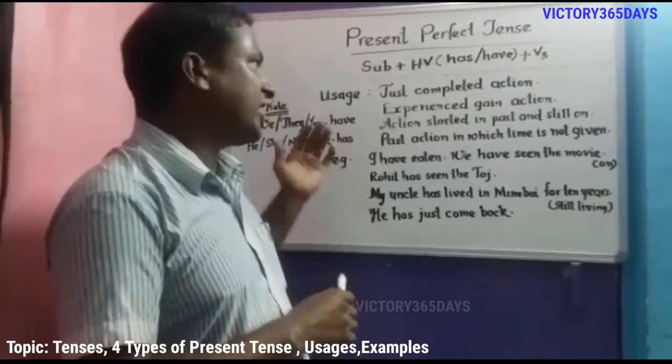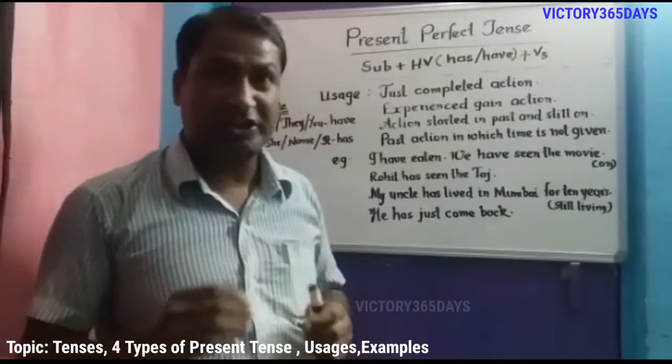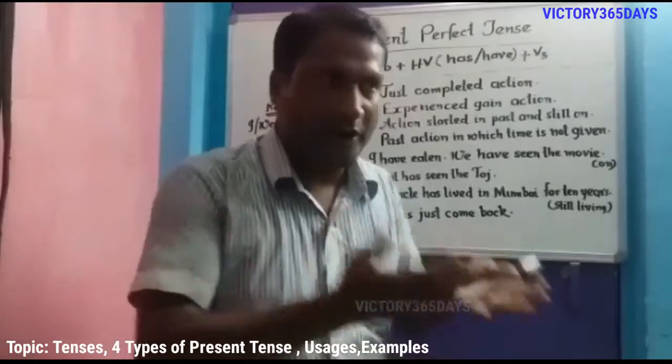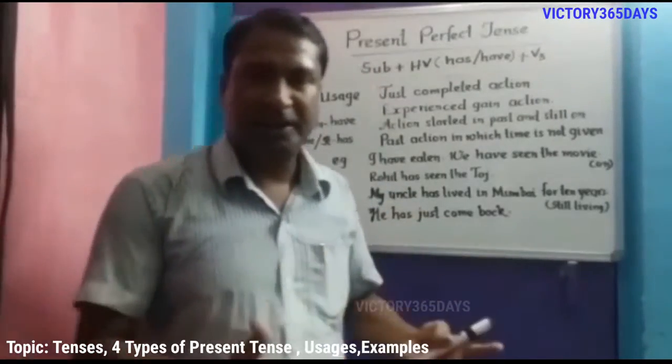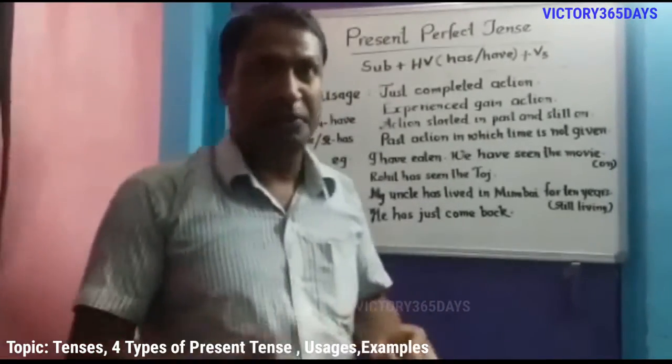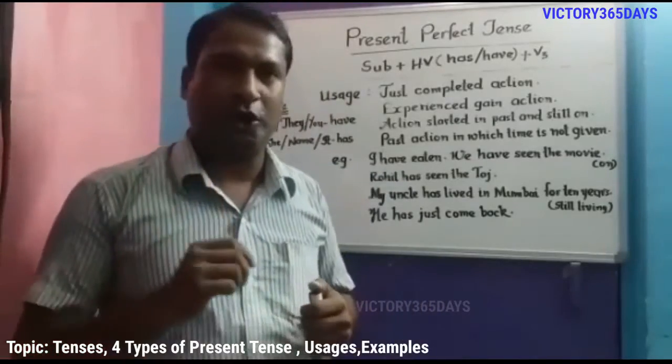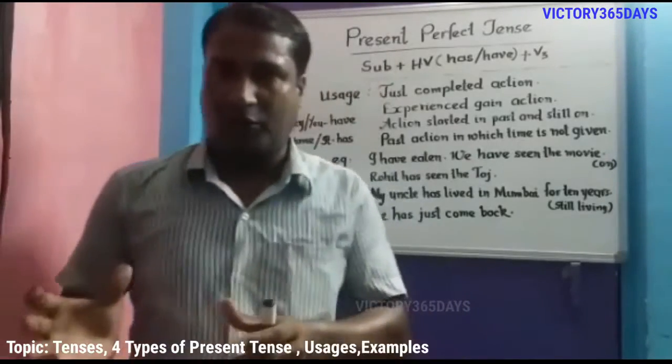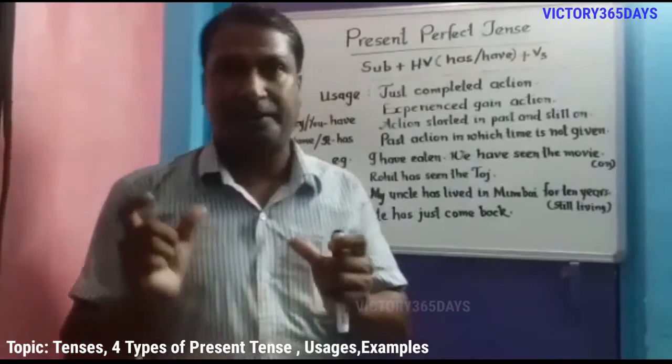Now see the usage. First usage, just completed action. Suppose you have eaten the food; that means you have just eaten. "I have completed my work." "I have read the book." This kind of action that has just finished, we call present perfect.